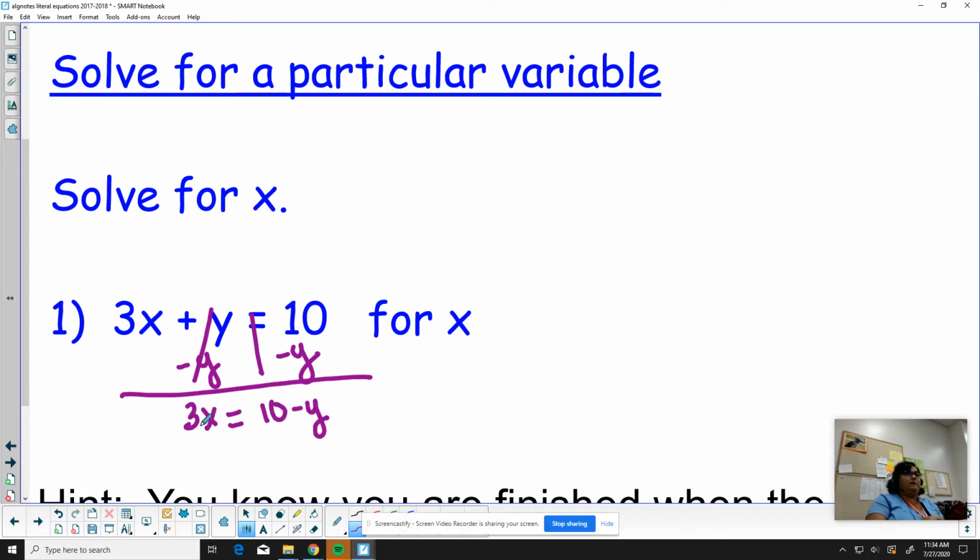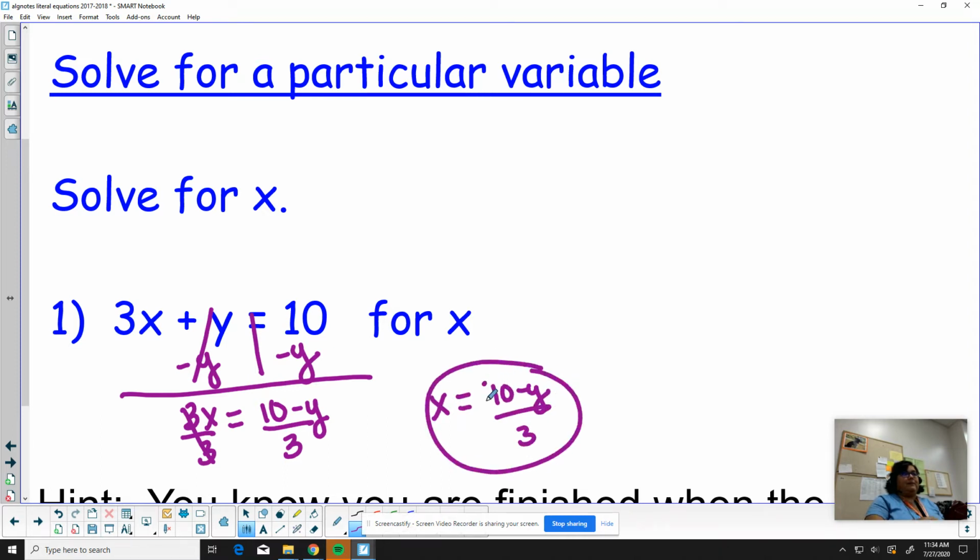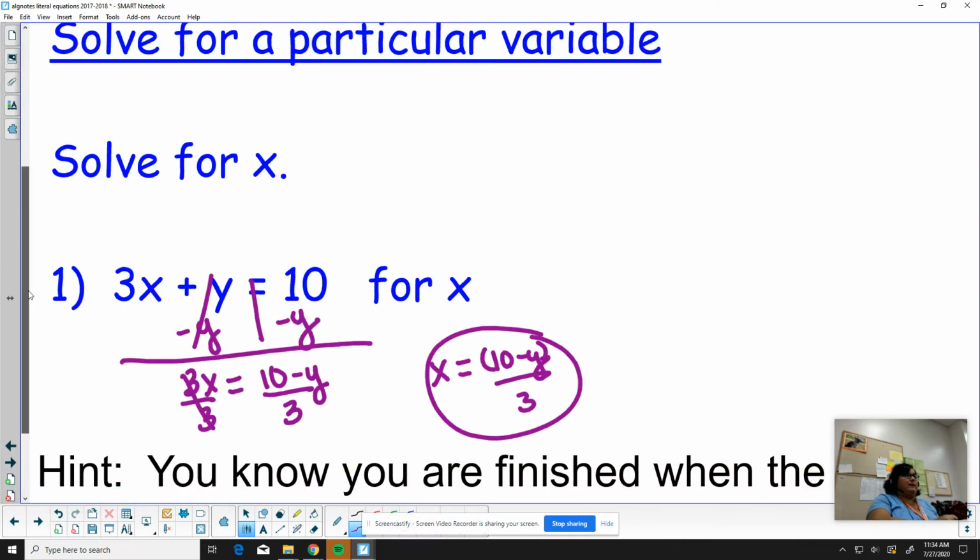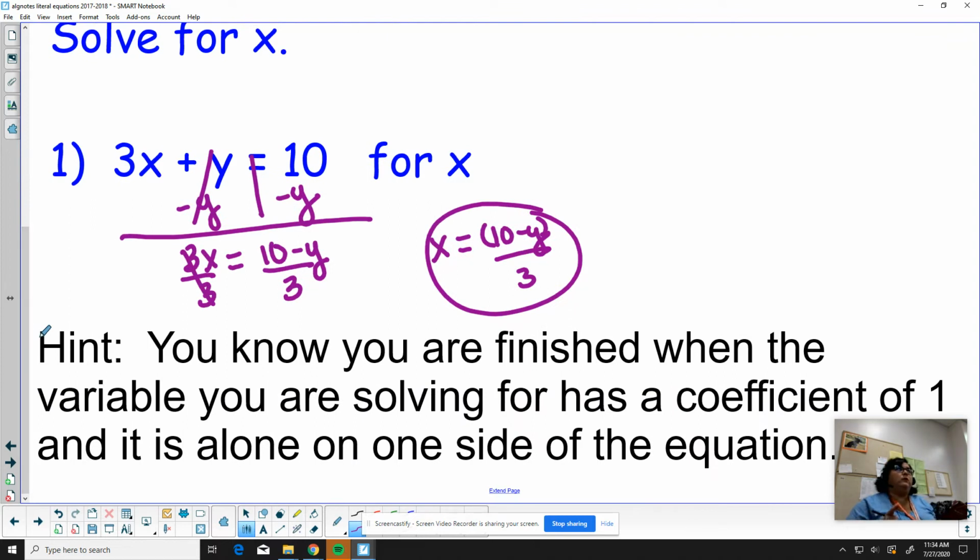And then we need to get rid of the 3 so x can stand alone. And the 3's cancel on the left, which is exactly what we wanted. So my answer ends up being like that. I'm going to go ahead and put a parenthesis around the 10 minus y. Okay, so you know you're finished when the letter that you're solving for is alone. Everything else has been moved away. So in the one we just did, we moved the y away first, and then we moved the 3 away from the x second.